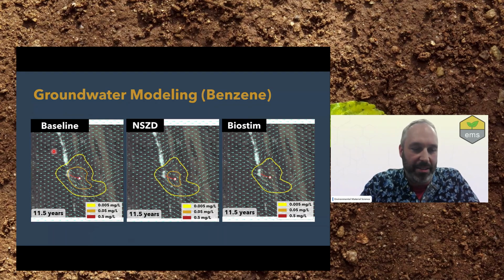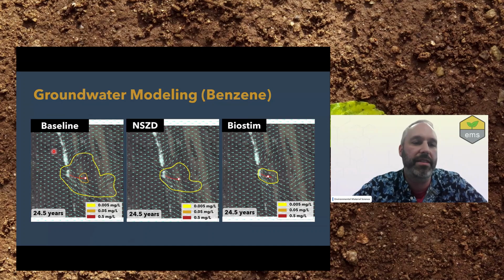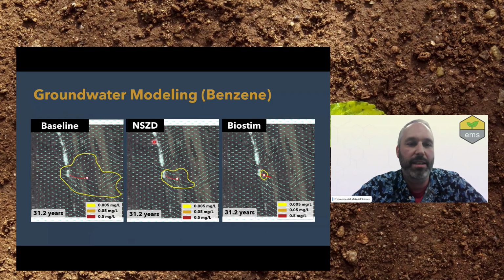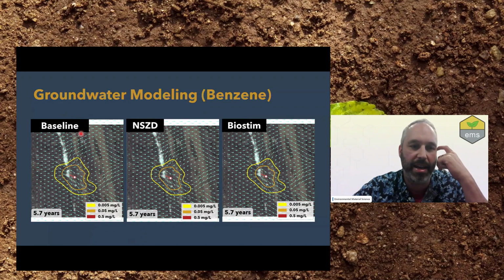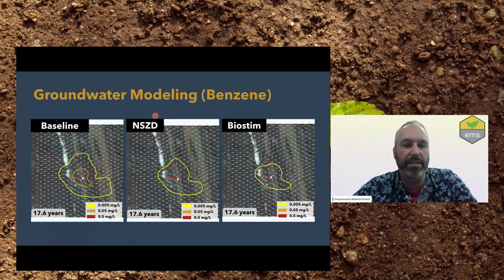Okay, there's been a lot of buildup, Steve. Let's get to these models. So here's our three scenarios. On the left, we've got the baseline. In the middle, so baseline is where we're assuming NSZD is 0 because we haven't measured it. Here's where we have measured it. We've assigned it a non-zero value. And then on the right is the biostim.